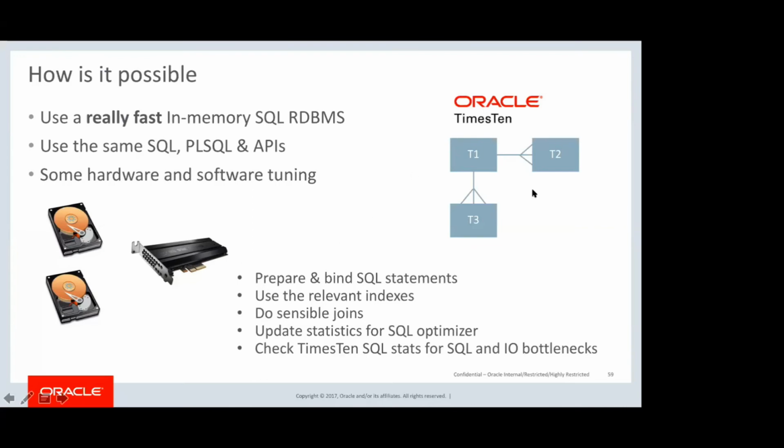But just because it's an in-memory database doesn't make it magic. You still need to prepare and bind your SQL statements because it has a cost-based optimizer. You still want to have indexes. You don't want to do dumb joins. Like a Cartesian product in an in-memory database is still dumb and slow. Because it has a cost-based optimizer, you still need to update your statistics.